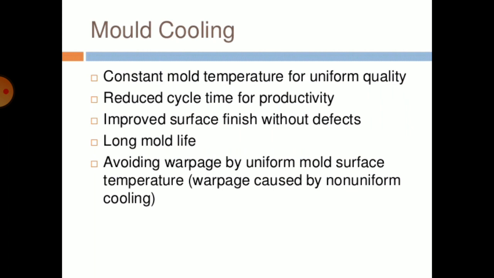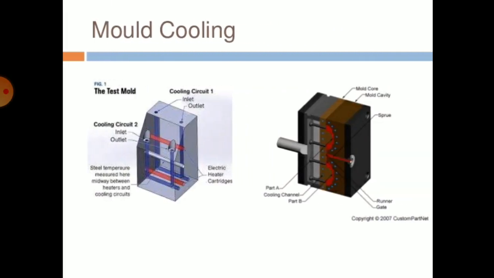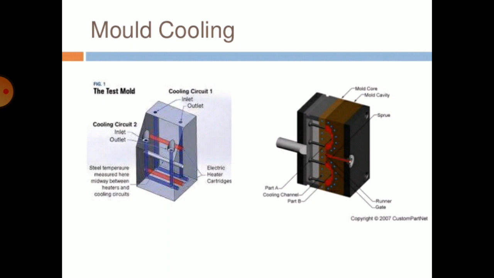Mold cooling. Constant mold temperature for uniform quality, reduced cycle time for productivity, improved surface finish without defects, long mold life, avoiding warpage by uniform mold surface temperature, since warpage is caused by non-uniform cooling. Mold cooling will be carried out like that.